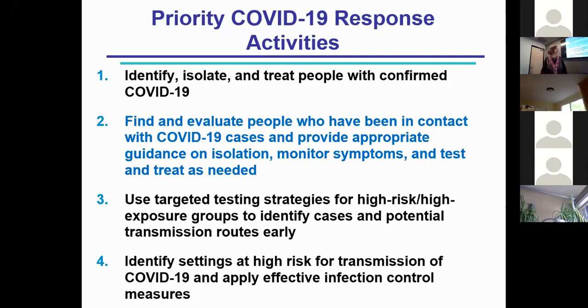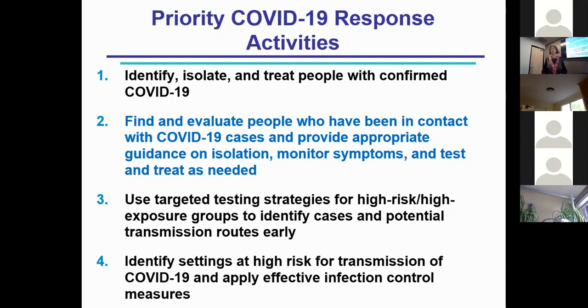The second thing is to find and evaluate the people who have been in contact with those folks. So what are we going to do with them? We're going to give them some guidance on their need for isolation, how they monitor their symptoms, and test them if they have symptoms, and make sure that they get treatment in terms of supportive care, because we have no drugs right now. Using targeted testing strategies for high risk or high exposure groups to identify cases.